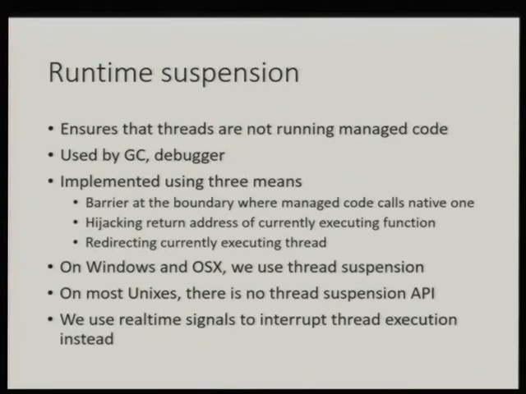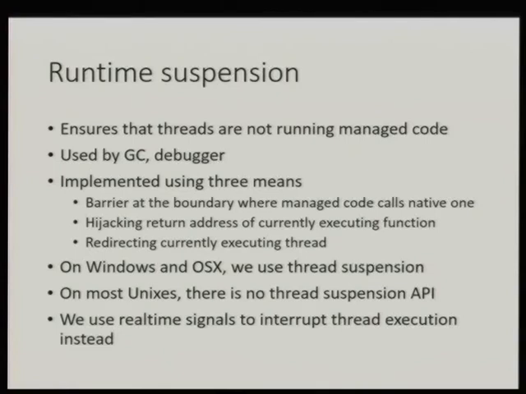One is that there is a barrier at the boundary where managed code calls native code, and when the native code returns to that place, it just stops there waiting for the runtime suspension to end. If the code was not running native code, then we use two other ways. One way we call hijacking the return address, which means that we look up the return address of the current function and change it on the stack to point to our function that does something similar to the barrier. It waits until the suspension is done.